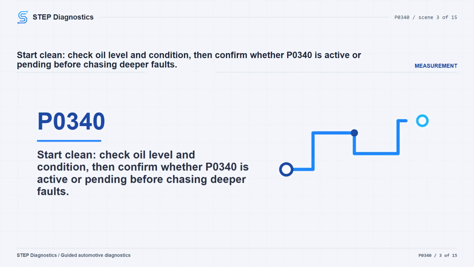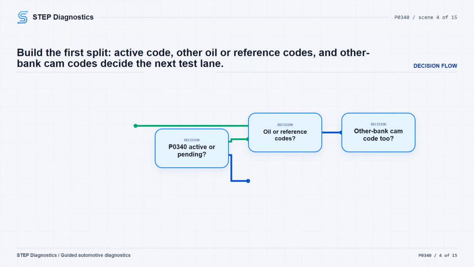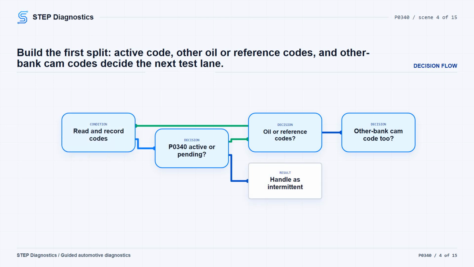Next, key on, read and record the codes, capture the freeze frame information, then idle the engine or crank it if it will not start. Try to reproduce the captured conditions and check whether P0340 is active or pending. If other 5-volt reference, oil pump, or oil pressure-related codes are active or pending, diagnose those first before continuing. Then check whether a related cam sensor code on the other bank is also active, because that changes which electrical path you take next. And when the engine is running, stay clear of the fan, belts, and pulleys. No loose clothing and no hands near moving parts.